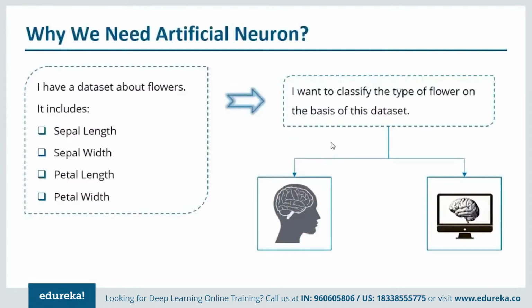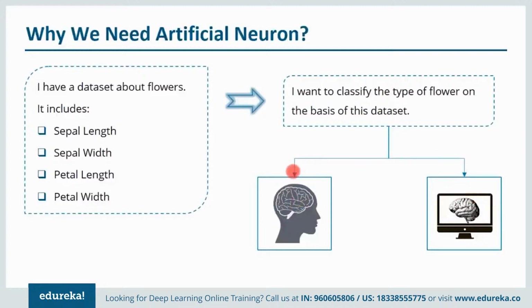So let us understand why we need artificial neurons with an example. I have a data set of flowers, say, and that data set includes sepal length, sepal width, petal length, and petal width. Now what I want to do is classify the type of flower on the basis of this data set. There are two options. Either I can do it manually, looking at the flower and determining by its color or any other means what sort of flower it is, or I can train a machine to do that.